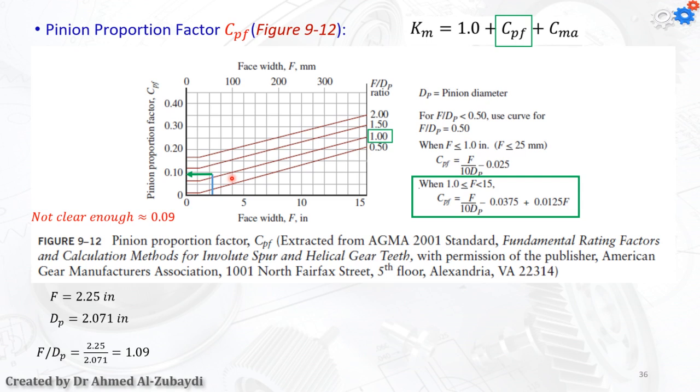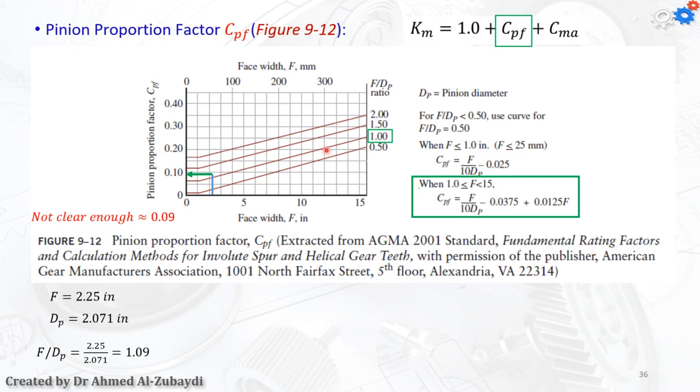So to find the KM, first we need to find the pinion proportion factor, or the CPF. Now that's the same diagram that we had last time for the spur gear. They're showing the same thing, and simply we're going to go and find some of the parameters we know. For us, we know that the face width has been chosen to be 2.25, and the pitch diameter was 2.071, so the ratio of the F to the DP is going to be equal to 1.09. So this will be more than 1, less than 15, so we can use this equation.